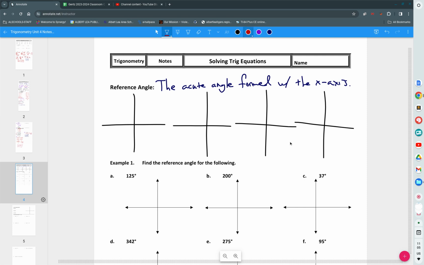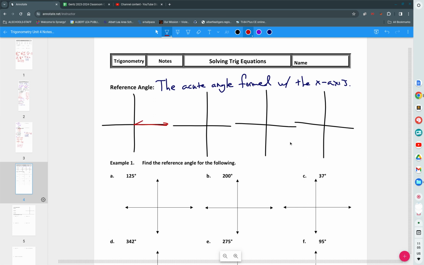An acute angle formed with the angle and the x-axis is a reference angle. Today's a super easy assignment, a super easy lesson. We need to do it so we can prepare for what we're going to do tomorrow. You have a test in 1 week from tomorrow, and you'll be done with third quarter trigonometry. So if you have a test you want to retake or do something like that, come see me sooner rather than later.